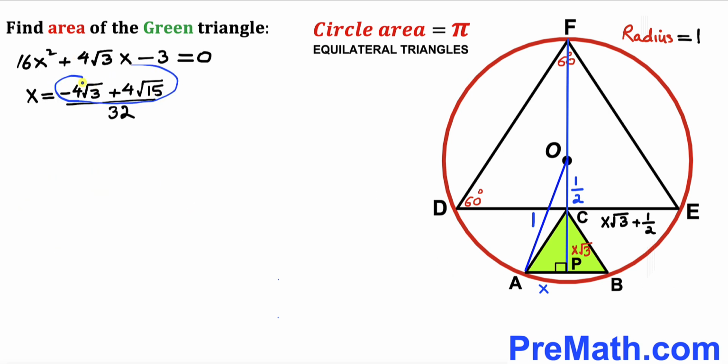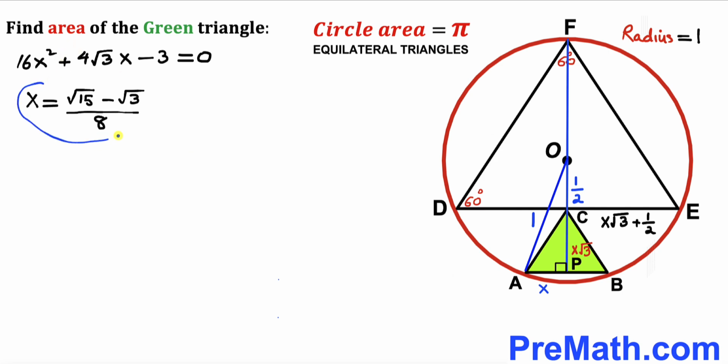We can see 4 is in common. So therefore, we can write this as x equal to 4 outside, and I'm going to write down square root of 15 first and then minus square root of 3, all over 32. Here we can see 4 and 32 could be reduced to 8 at the denominator. So thus our x value turns out to be square root of 15 minus square root of 3 all over 8.